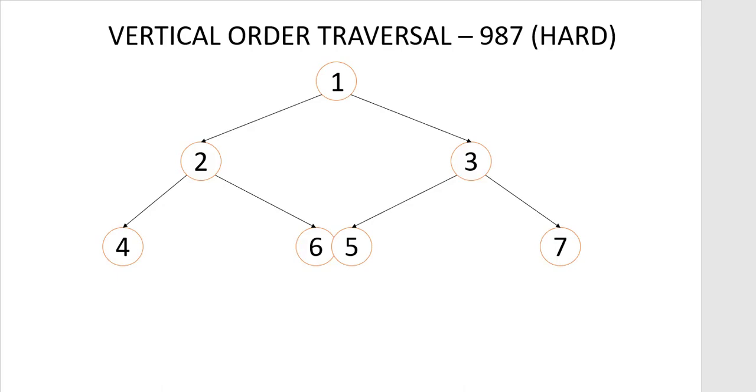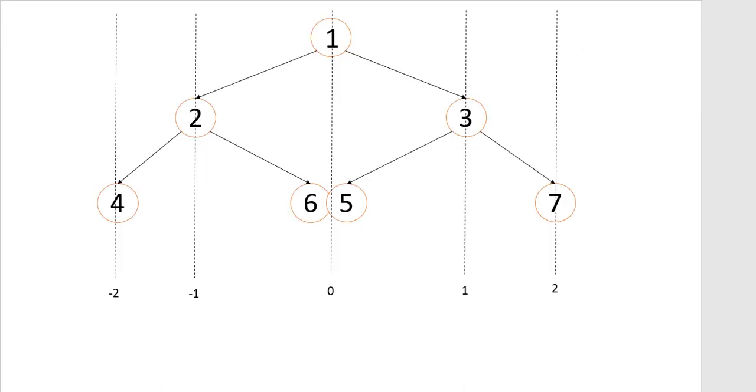So we have to return the elements in such a fashion that we return 4 first and then 2, then 1, 6, 5, 3, 7. Now what does that mean? Generally when we do level order traversal, we return the elements which are at the same horizontal level. That means we are going to return 1 first, then 2, 3, then 4, 6, 5, 7. So this is going to be the level order traversal.